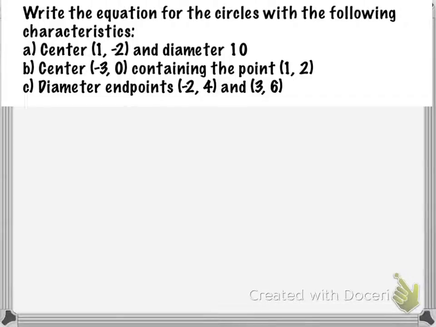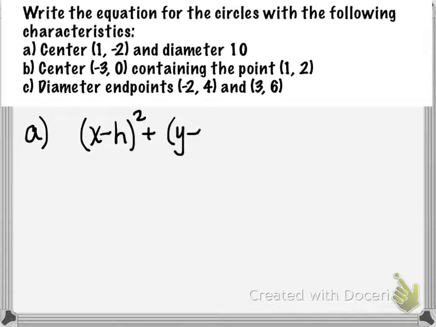Write the equation for the circles with the following characteristics. Part A, the center is at (1, -2), and the diameter is 10. So you want to start with the basic equation for a circle, (x - h)² + (y - k)² = r², and that's for a center of (h, k).